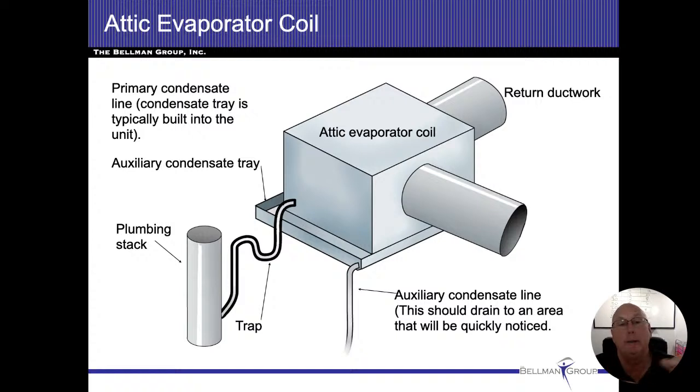And then the water's trapped, and that'll keep the sewer gases from coming into the house. But if that primary drain gets clogged, and now water's not draining there, it's going to start leaking on the floor. That's where the secondary pan comes into play.